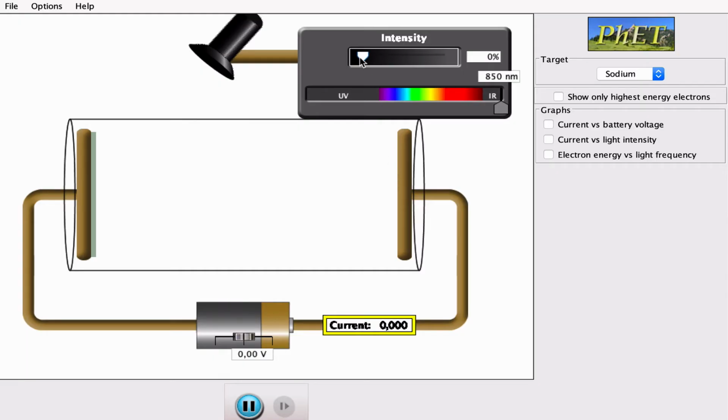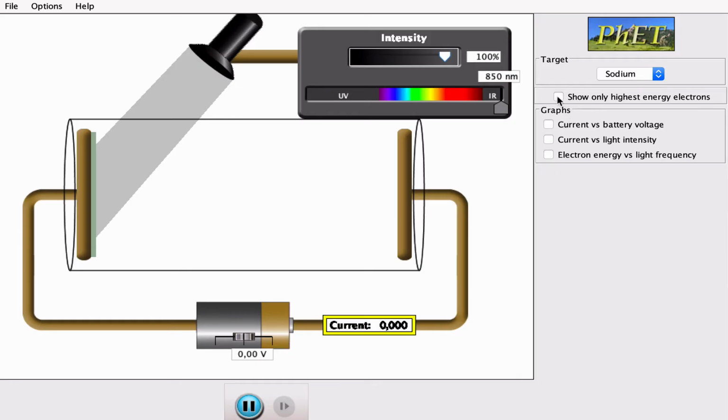Here we can change the intensity. I'm going to turn the intensity all the way up so we get as many electrons off of that plate as possible. Here's how we can change the wavelength and the energy and the frequency of this incident light. Here we have our battery. It's currently set with a voltage of 0, and here we have the current. You can see we have no electrons, so therefore we have no current.